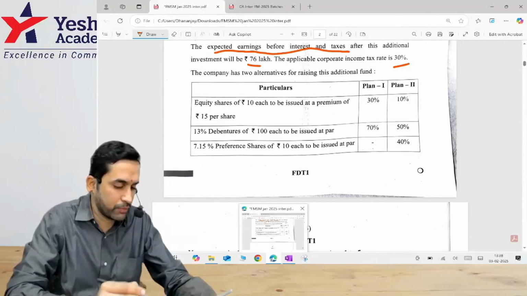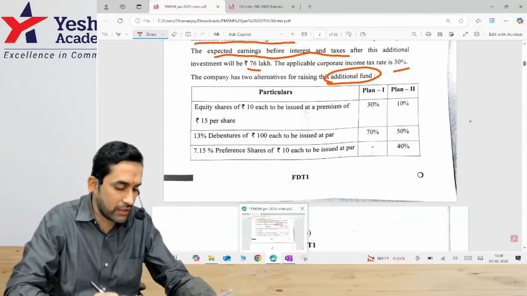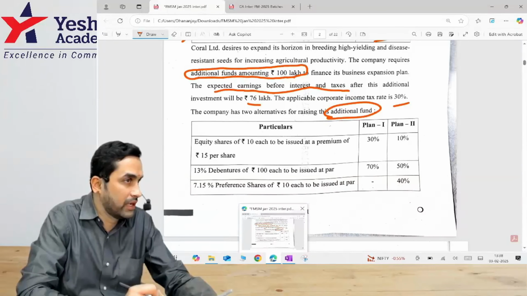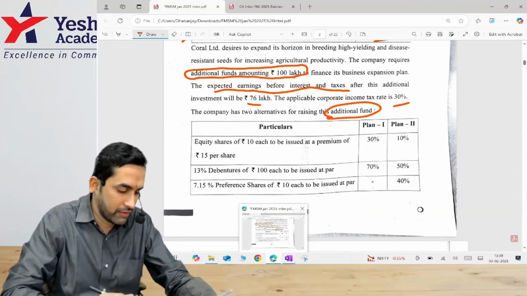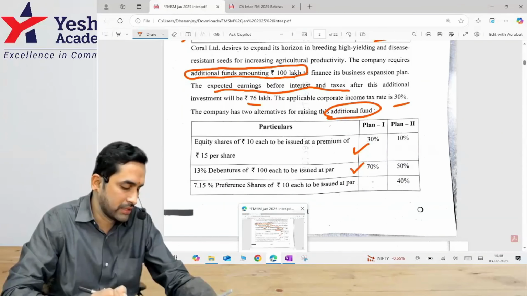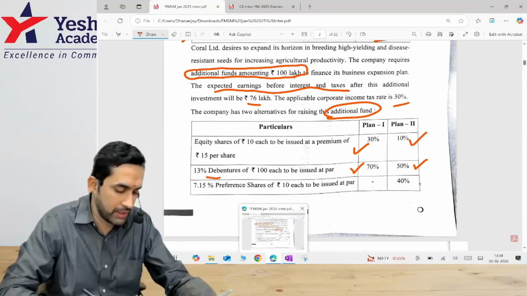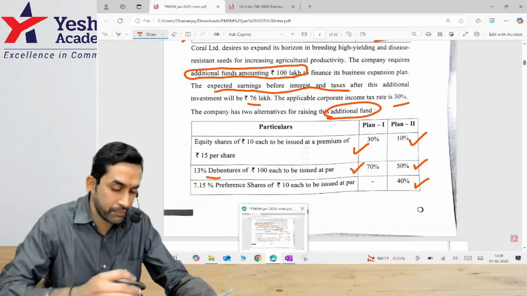The company has two alternative plans of raising this additional fund. That means this below is applicable only for the additional 100 lakh. Plan 1 will go for 30% equity and 70% from debenture. Plan 2: some equity, some debenture and some preference share.